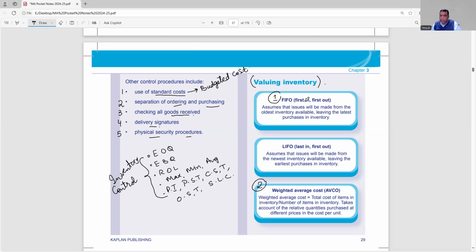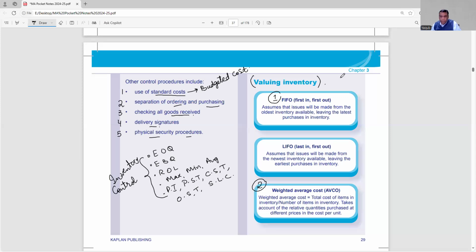First in, first out means what? First in, first out is the one where we purchase a certain amount of units at the start of accounting period or at any point of time, and we will issue those units first. First in, first out means all those units which we purchased earlier will be issued earlier.